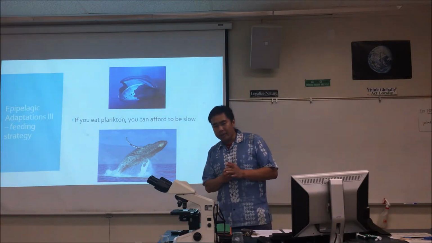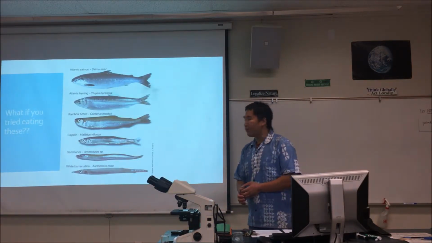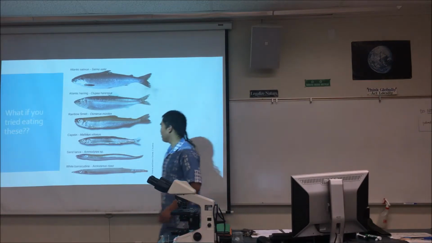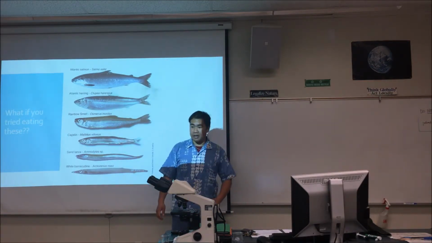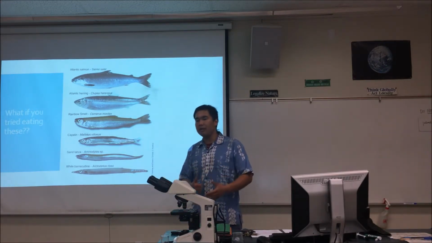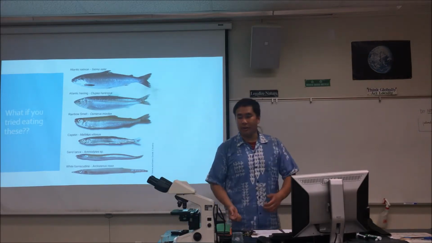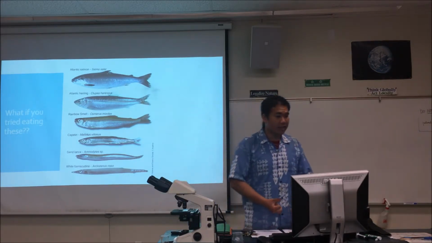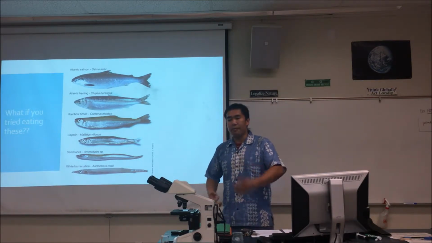Now, what happens if you decide not to eat plankton, but to eat these guys, right? These fish, smelt and herring, they're fast, right? So, if you want to eat these fish, what does it tell about the predator that eats these fish? The predator must also be very fast. So now let's explore, how do you be fast in the open ocean?